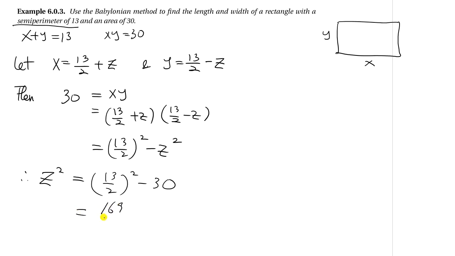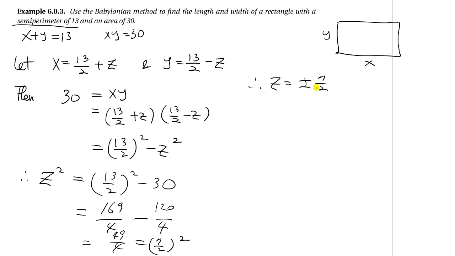So it's 169 over 4. And to get the calculation, let me get the same denominator, then it should be 120 over 4, right? So altogether, it's 49 over 4, right? Then it's actually 7/2 squared, right? Same value, so which means z must be plus minus 7/2, but we're only thinking about positive cases, right? So it's going to be 7/2 or 3.5, but let me just keep that way.